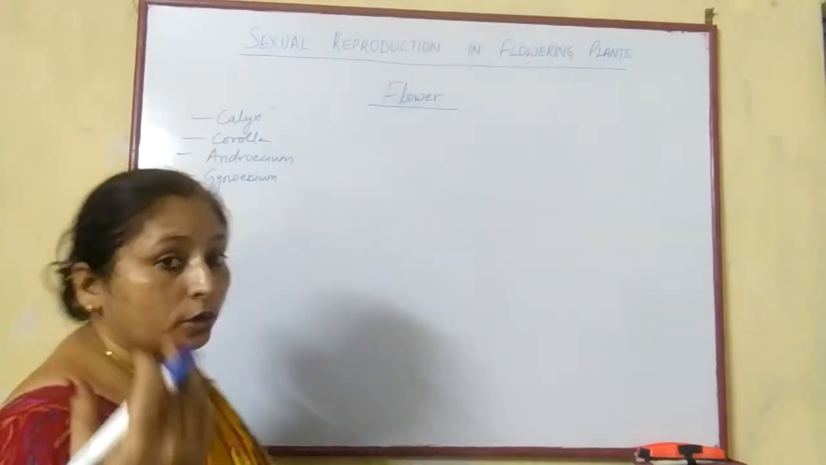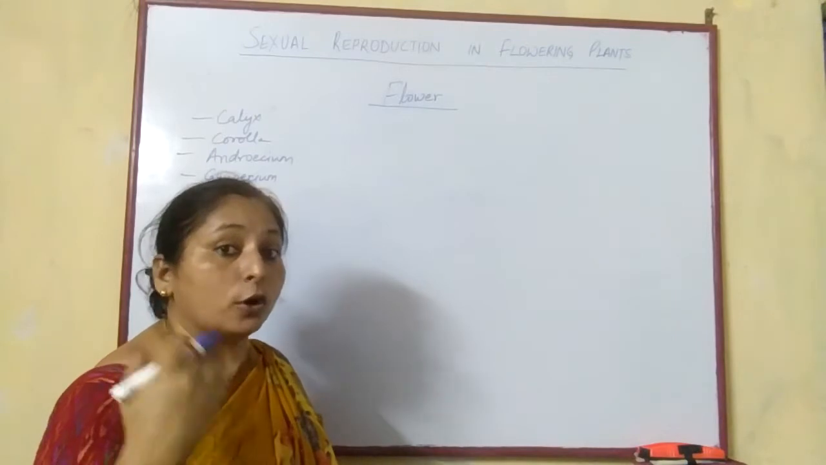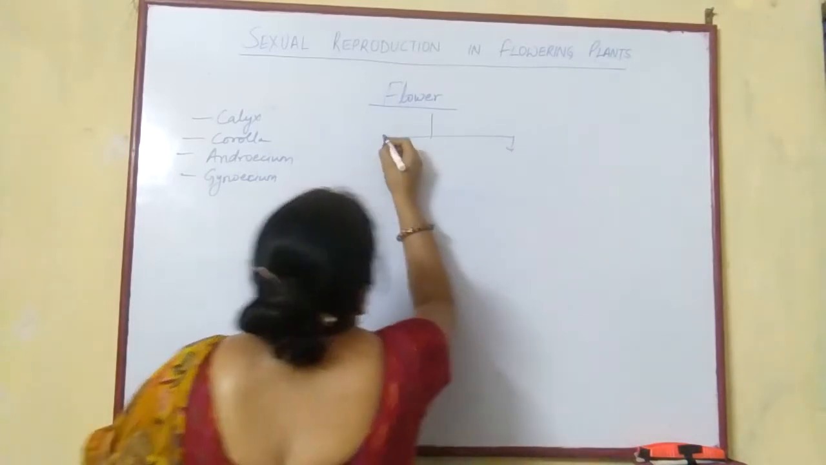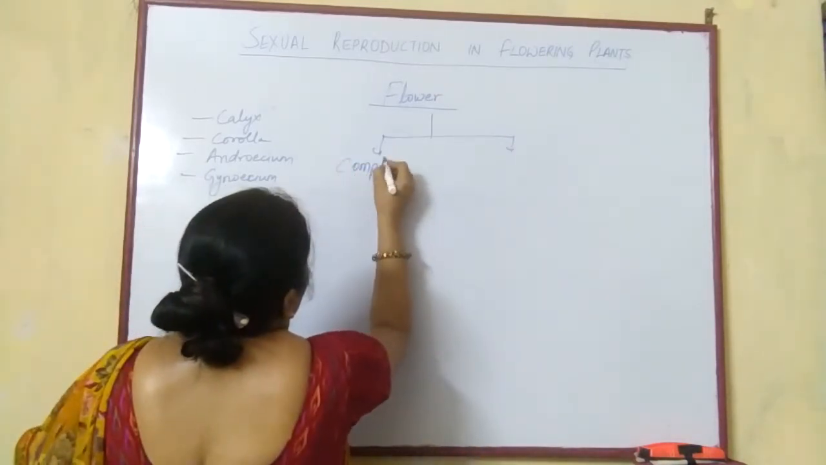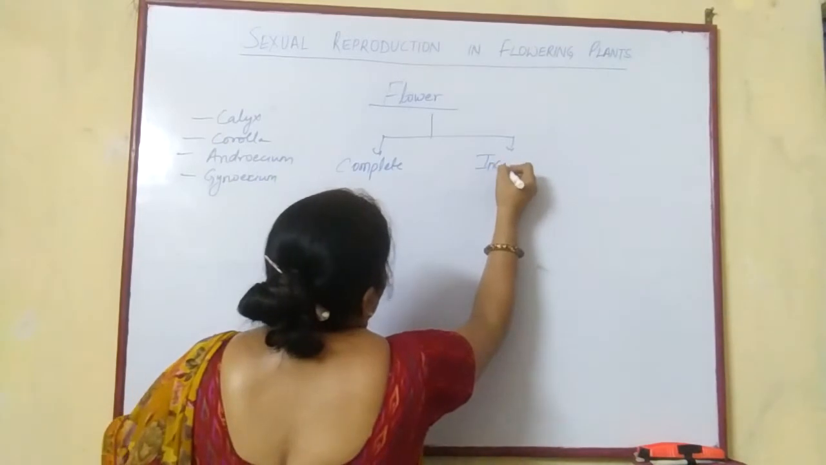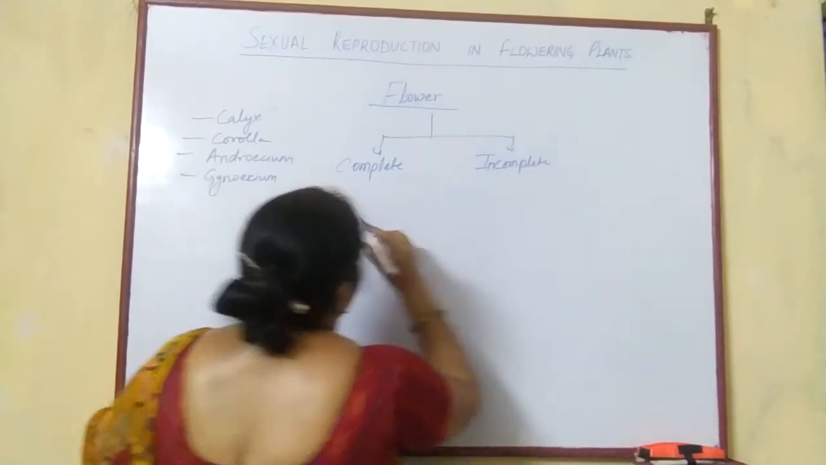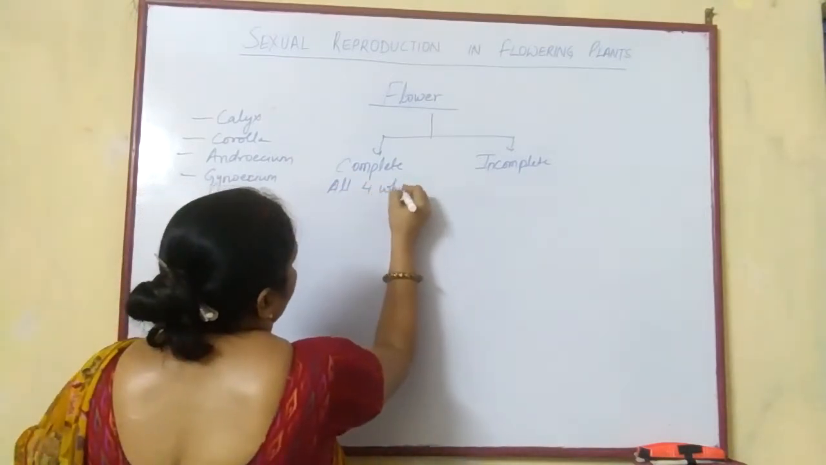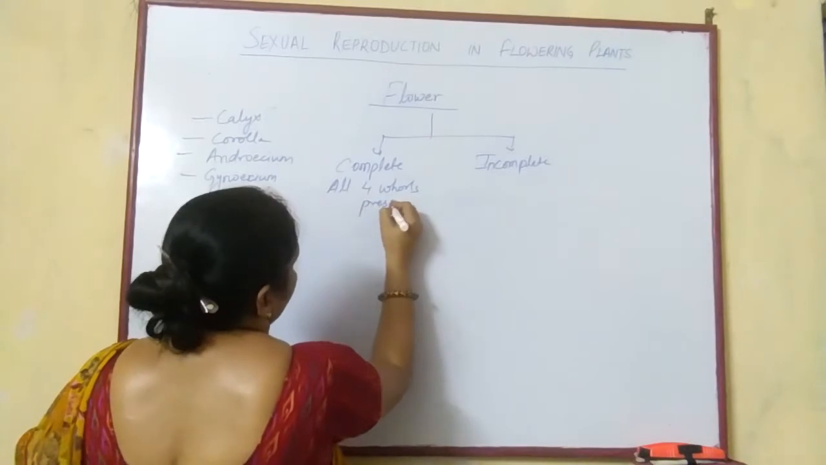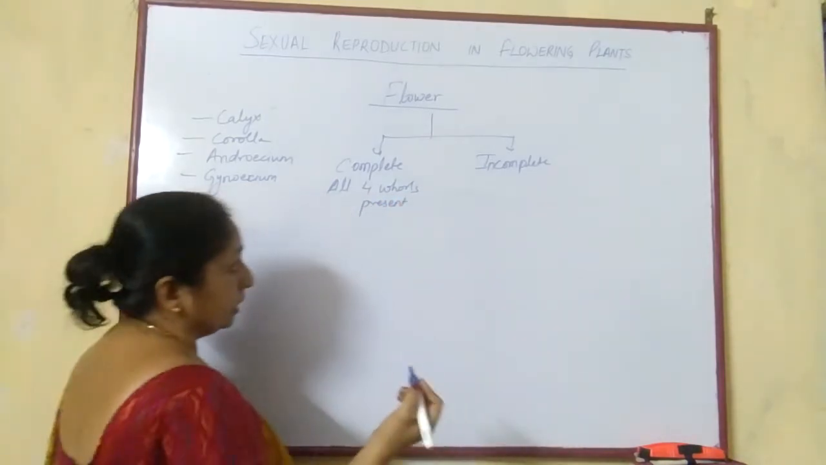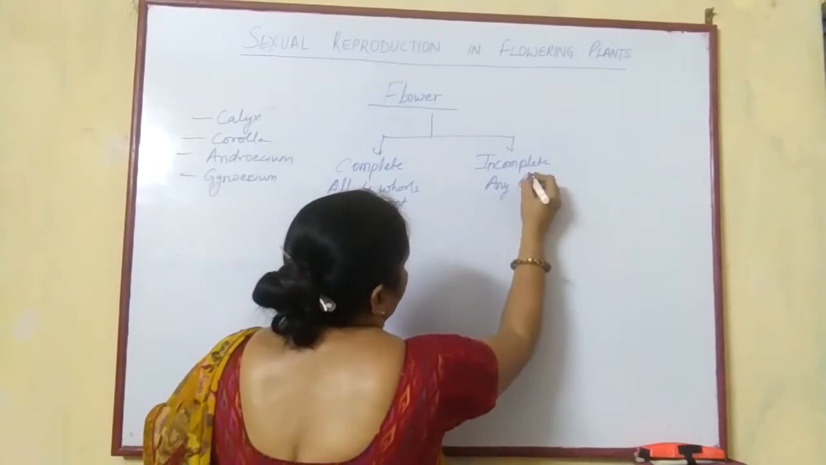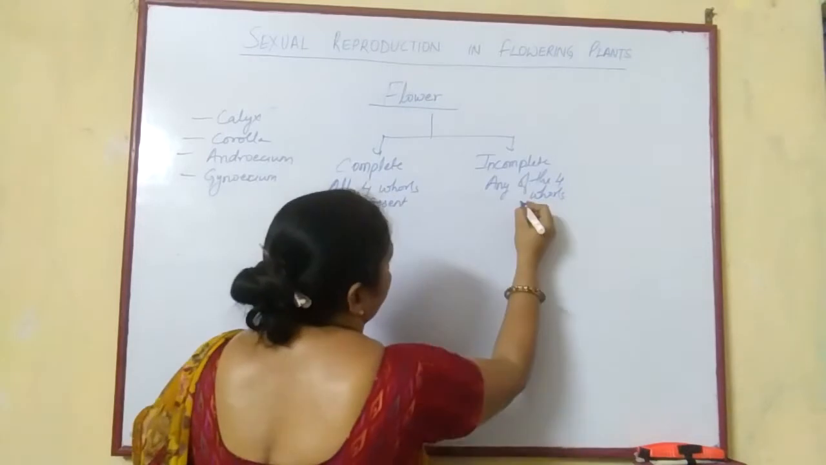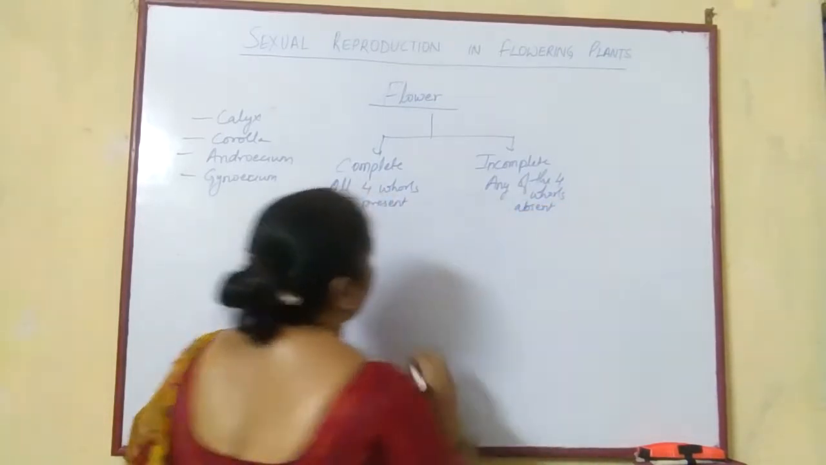Now based on these floral whorls, depending on whether all four floral whorls are present or absent, flowers are termed complete and incomplete. Complete if all four whorls are present, then it is a complete flower. If any of the four whorls is absent, then it is an incomplete flower.